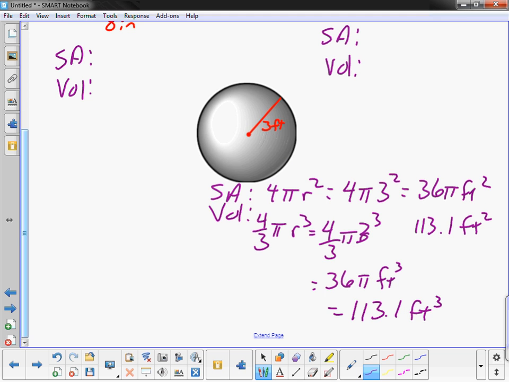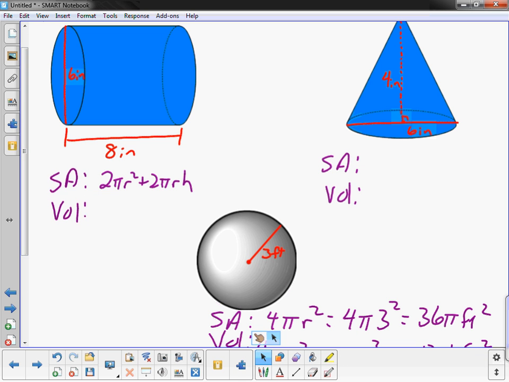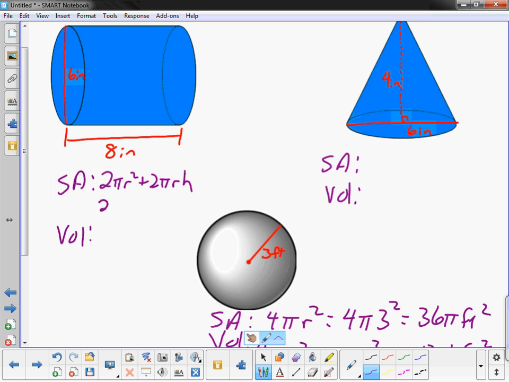Now let's take a look at the cylinder. Surface area is 2 pi r squared plus 2 pi r h. So if I use that formula and I plug in my numbers, I would have 2 times pi times 3 squared plus 2 times pi times 3 times 8. Why 3? Because we're shown that the diameter is 6, so that would mean the radius is half of 6. The radius would have to be 3.